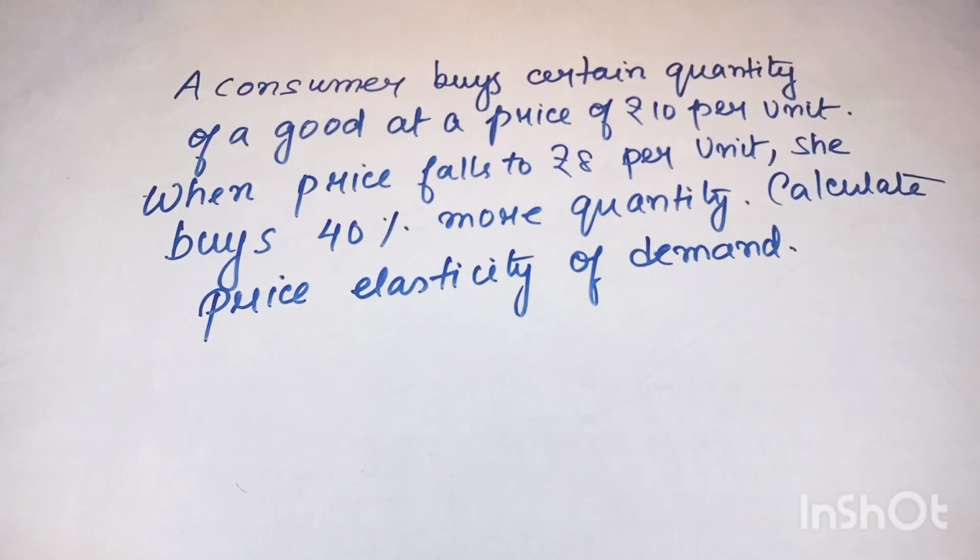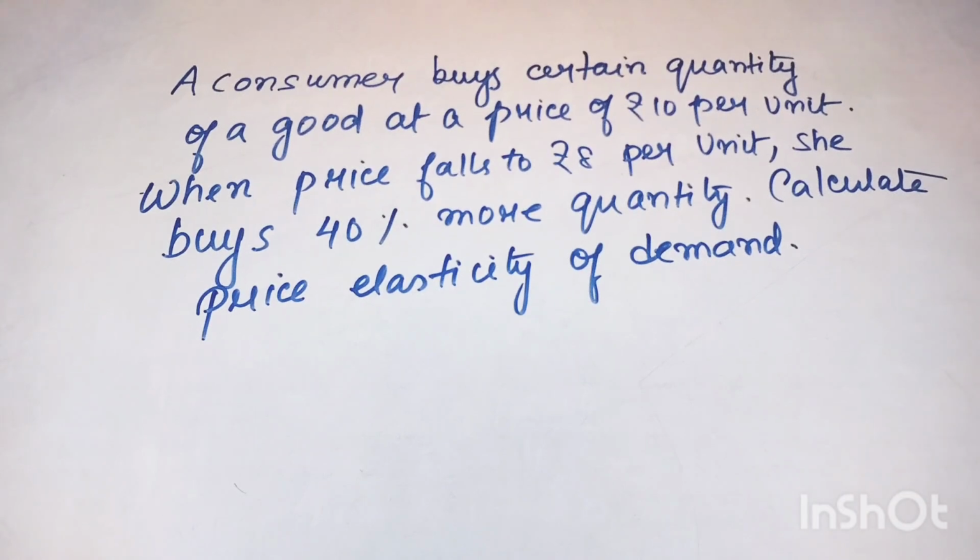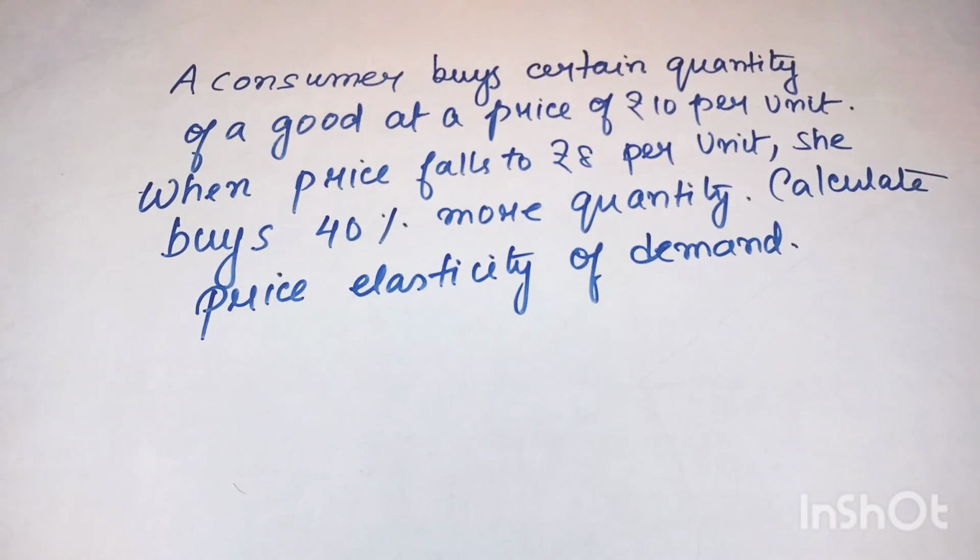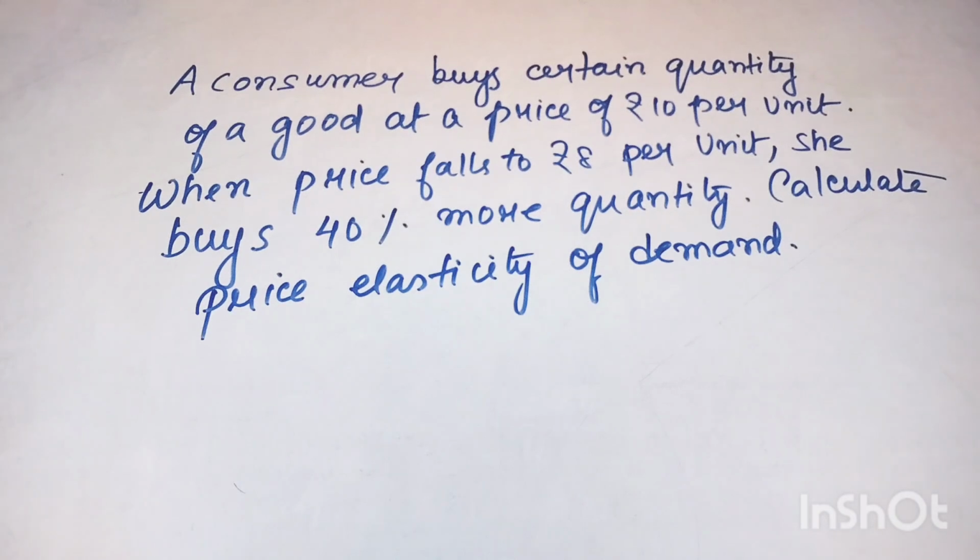Okay, the next question is: a consumer buys a certain quantity of a good at price rupees 10 per unit. When the price falls to rupees 8 per unit, she buys 40% more quantity. Calculate the price elasticity of the demand. We can solve this in two methods, and I will show you both. Any of the two methods you can use to solve this question.